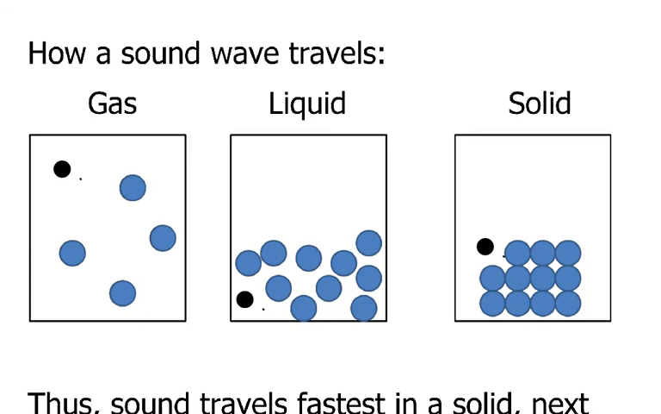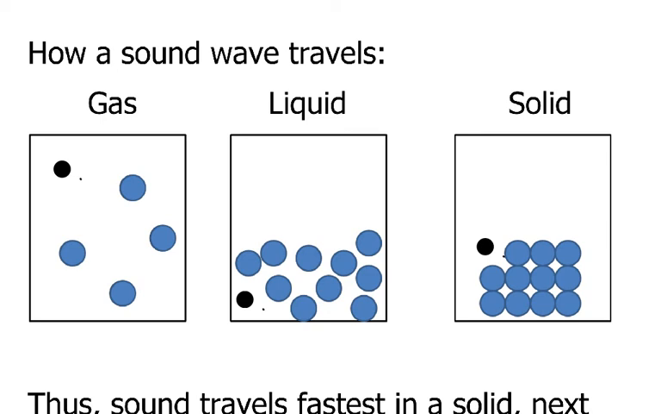Okay, so here we have molecular models of the different states of matter, a gas, a liquid, and a solid, and what they might look like if we could see the atoms or molecules just represented as circles here. This is to illustrate the way that sound might travel through these things on the molecular level. Hopefully this will help you to see how the speed of sound would be different in these different types of media. So I've got a black molecule, quote-unquote atom, in each one.